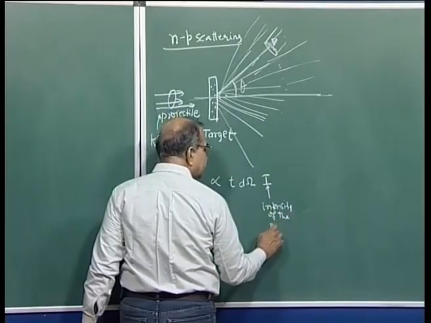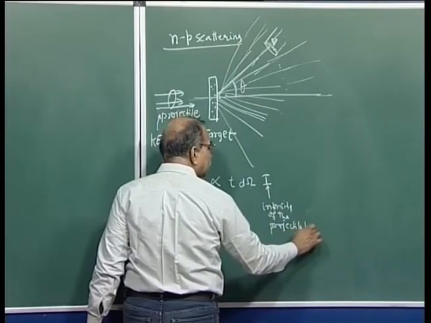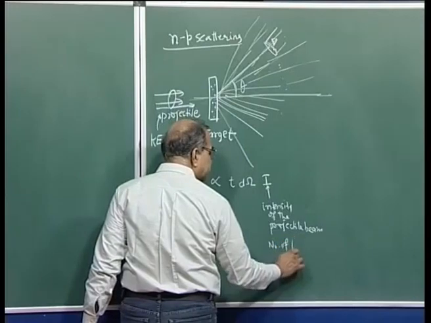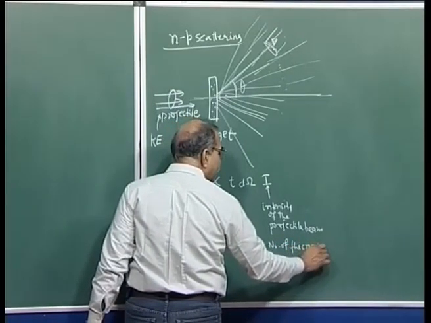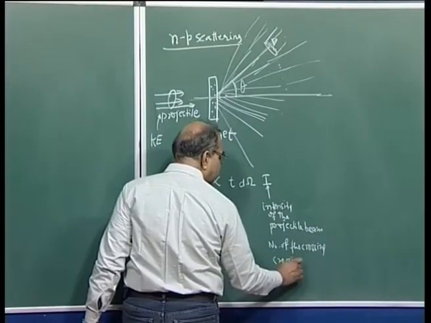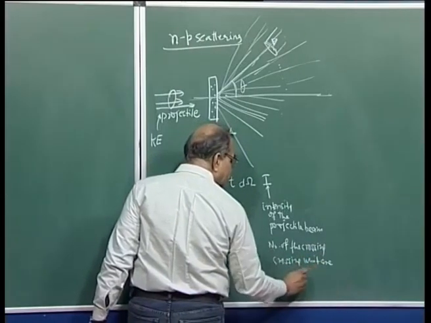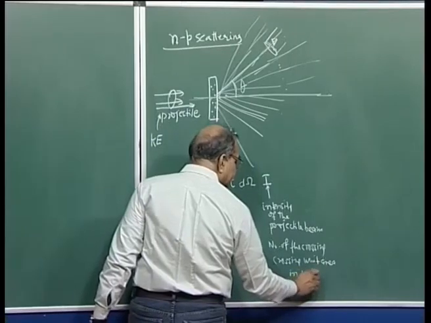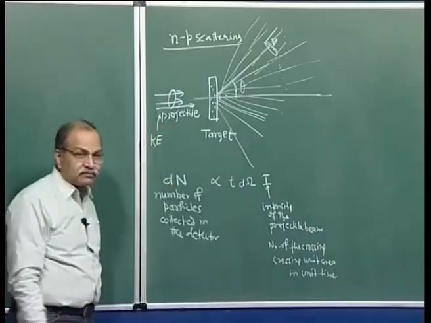Of the projectile beam, right, which is the number of particles crossing unit area in unit time, and unit area does not mean 1 meter square.